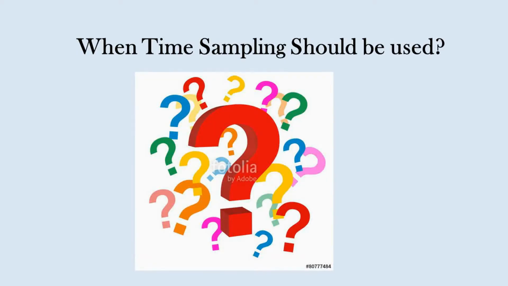Let's take a look at when time sampling should be used. You should use this method of observation when the behavior that you are looking at is not easily counted. So if there's a behavior that occurs at such a high rate that it is difficult to keep count of it, then I would recommend using the time sampling tool.